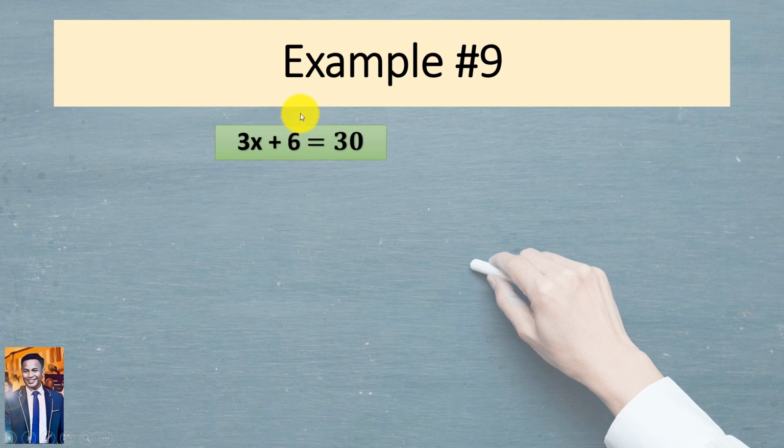Okay, pansinin natin, merong plus 6. Ang gagawin natin dyan is tanggalin muna natin itong 6 para magawa natin yan. Since ito ay plus 6, syempre, ang gawin mo, mag-subtract ka ng 6. So, mangyayari dyan, 3x plus 6 minus 6 is equal to 30 minus 6. So, matatanggal na natin to. Pwede na natin ma-cancel out ang ating plus 6 minus 6.